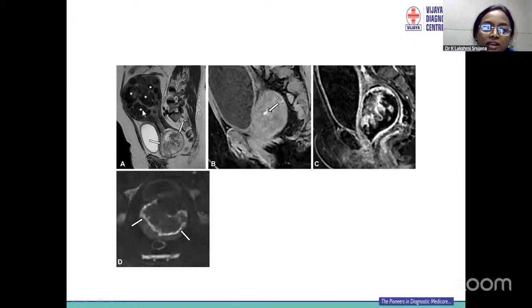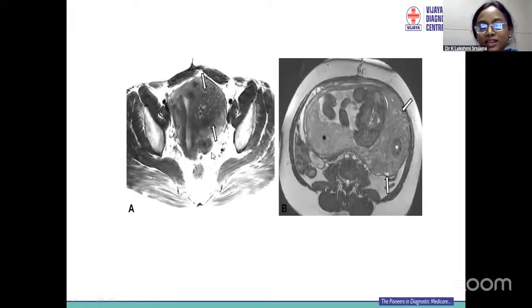This is an enlarged uterus, another case showing multiple fibroids with a typical polypoidal lesion projecting through the external os into the vagina. We find T1 hyperintense dots within with heterogeneous enhancement. It is a case of a typical polypoidal adenomyoma.